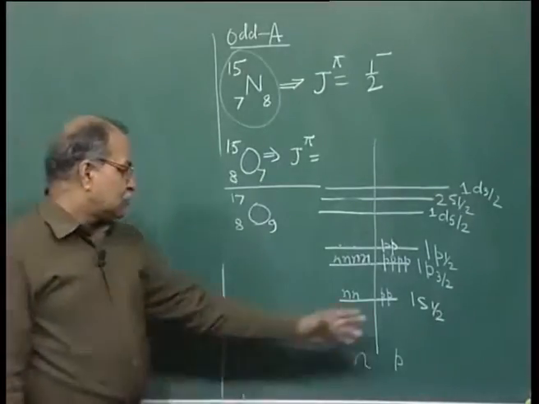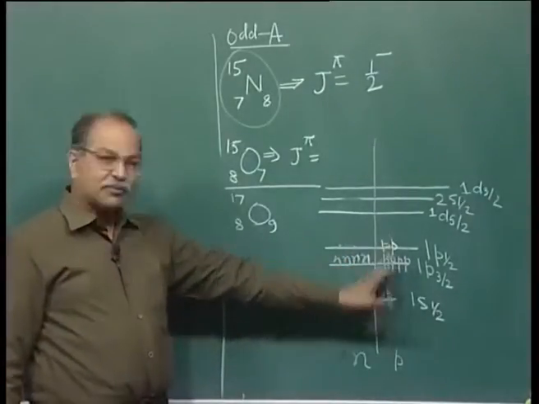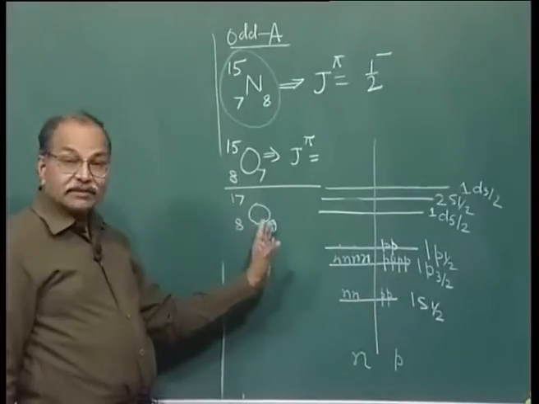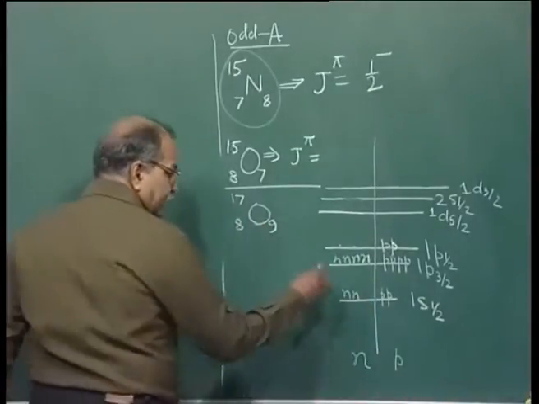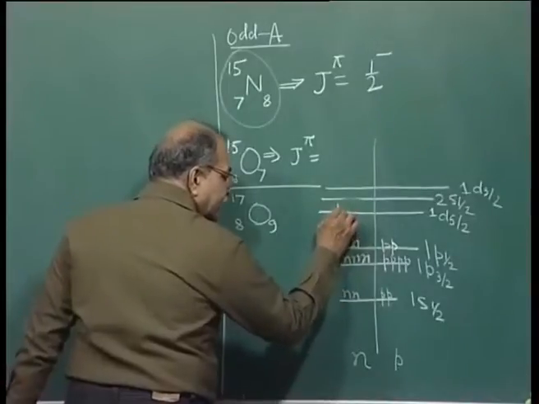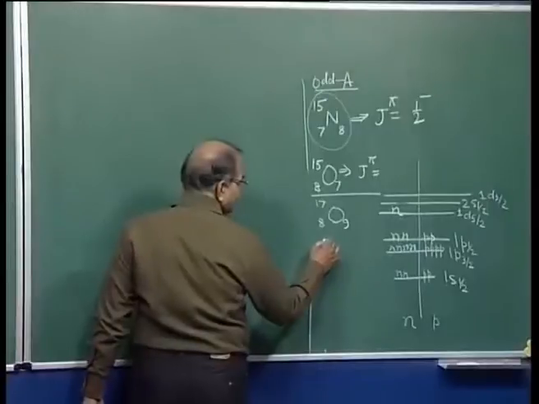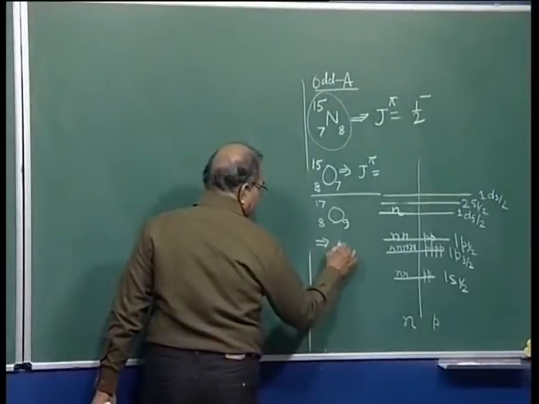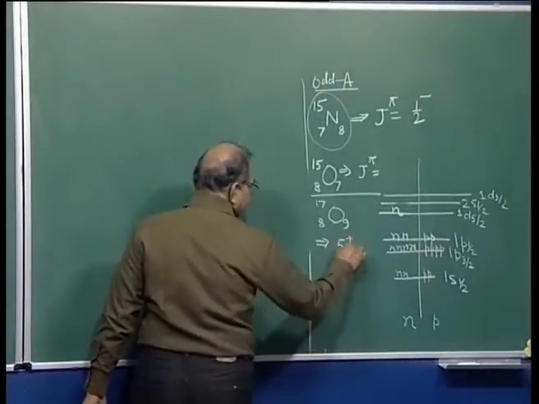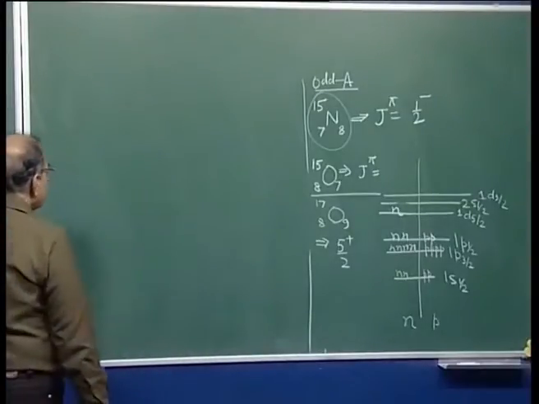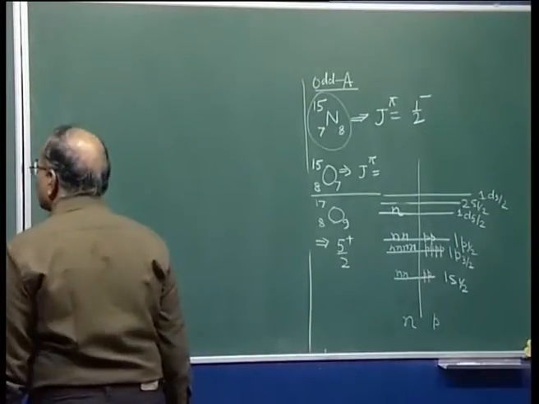8 protons, 2 plus 4, 6 plus 2, 8 protons will be there. Now 9 neutrons. So 8 neutrons and the 9th neutron must go here. So 5 by 2 plus, correct. The ground state spin parity should be 5 by 2 plus.